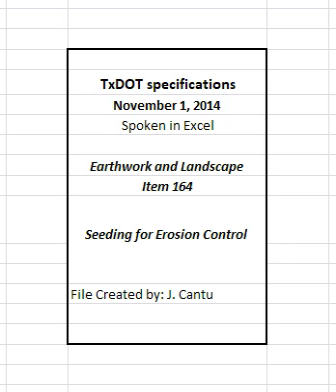Item 164. Seeding for erosion control. 1. Description. Provide and install temporary or permanent seeding for erosion control as shown on the plans or as directed.